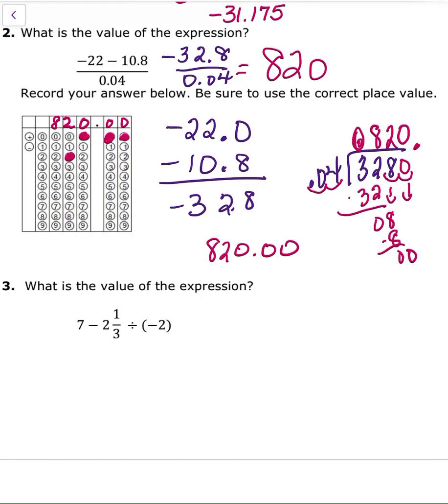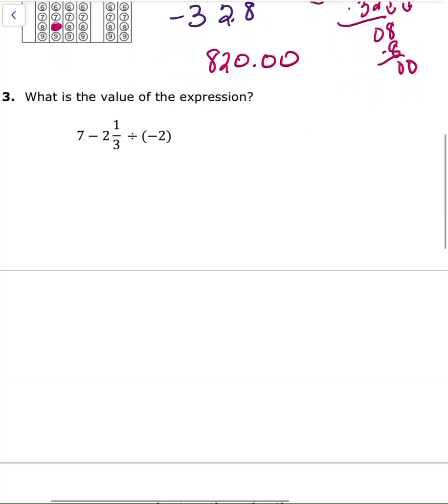Do you think we have to bubble in the plus sign? Because it's positive? You can, but you don't have to. A lot of people like to do that. That way they don't forget when it's a negative. But you don't have to put the plus sign. Just like when you write 820, you don't write the positive. Okay? All right, let's go on to number 3.